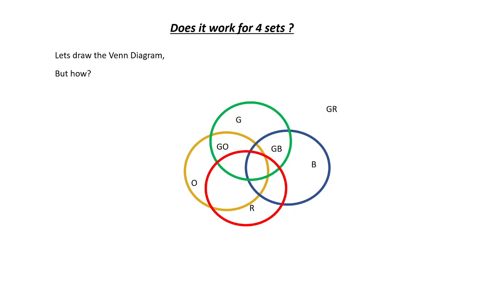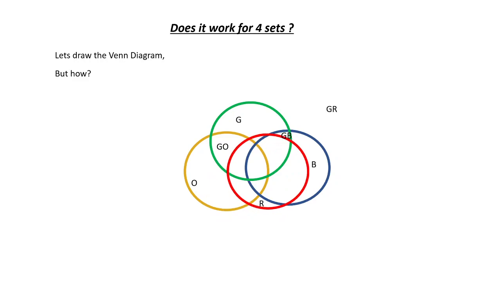So maybe we can adjust it a little bit, and now we can have the green-red area. Fine. How about B, the blue-orange area? Do we have a blue-orange area? Take a look at it, pause the video, take a look at it. I don't think that's there.